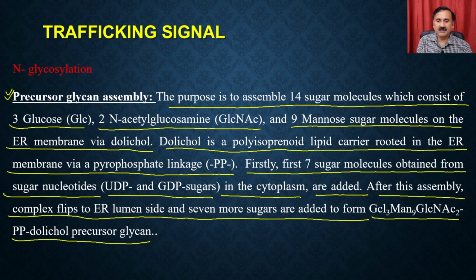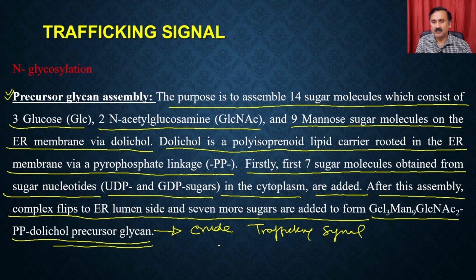That's how it is going to be considered the precursor glycan, which means this is going to be a crude trafficking signal. So first you are going to have the crude trafficking signal generated, where you are going to have 3 glucose molecules, 2 N-acetylglucosamine molecules and 9 mannose sugars.